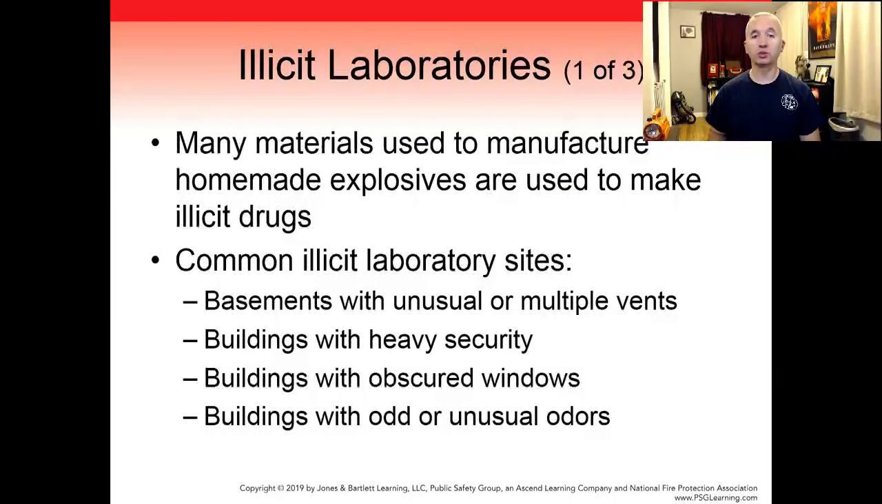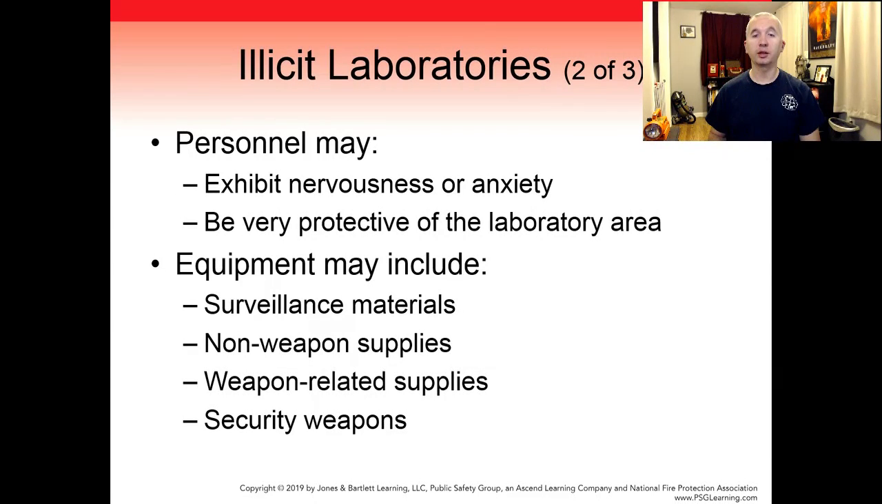When responding to illicit laboratory calls, many materials used to manufacture homemade explosives are used to make illicit drugs. Common sites of illicit laboratories can include basements with unusual or multiple vents, buildings with heavy security, buildings with obscured windows, and buildings with odd and unusual odors. Personnel may exhibit unusual behavior such as nervousness and anxiety and may be protective of the laboratory area. Equipment present in illicit laboratories could include surveillance materials, non-weapons supplies, weapons-related supplies, and security weapons.